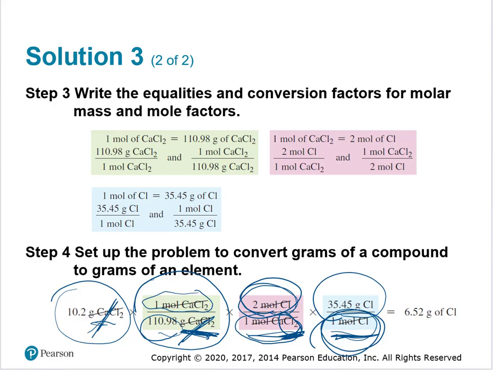So 10.2 times 2 times 35.45, all divided by 110.98. Again, we started with 3 significant figures. We need to end with 3 significant figures. We should get 6.52 grams of chlorine.